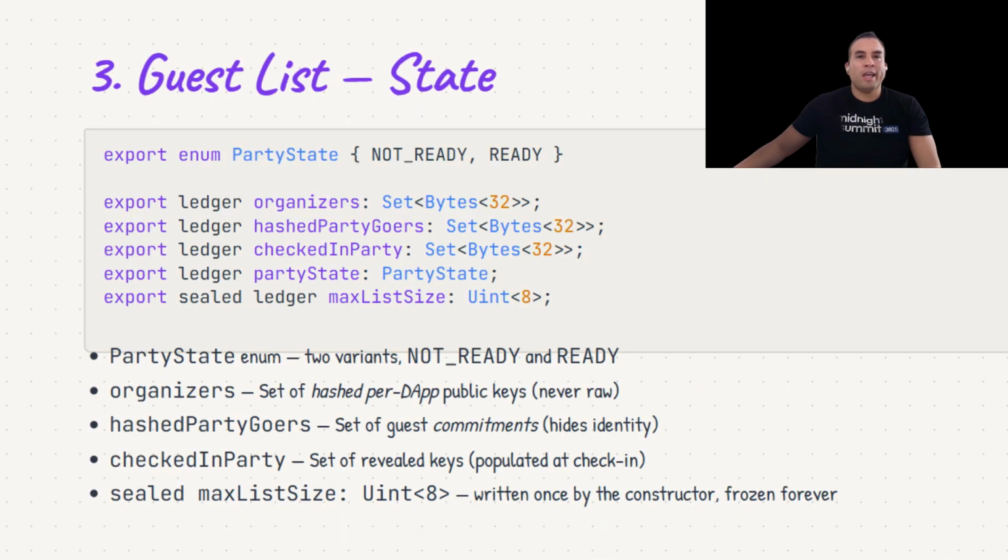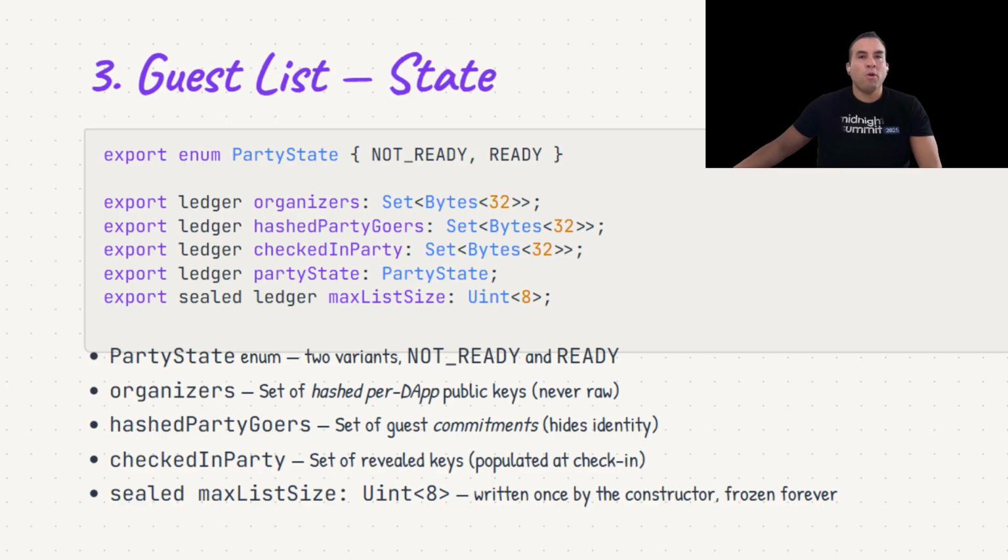Let's look at the actual storage declaration. 6 things in total. First, the enum, party states, with 2 possible values, not ready and ready. That's our phase tracker. Then 5 ledger cells, organizers, a set of 32-byte hashes. Remember what the set is. No duplicates. Membership test is quick. These hashes are the derived per app keys of our admins, not raw identities.